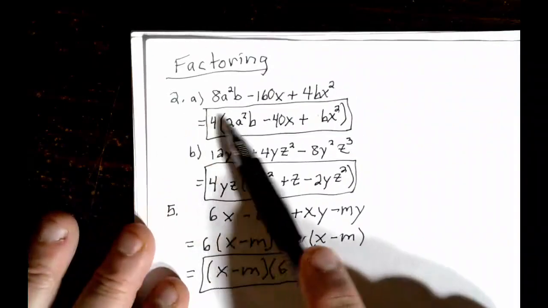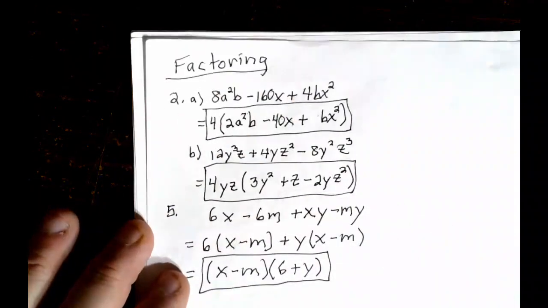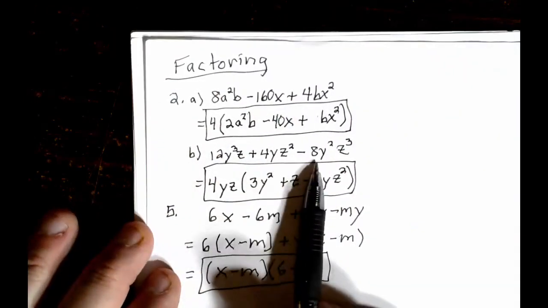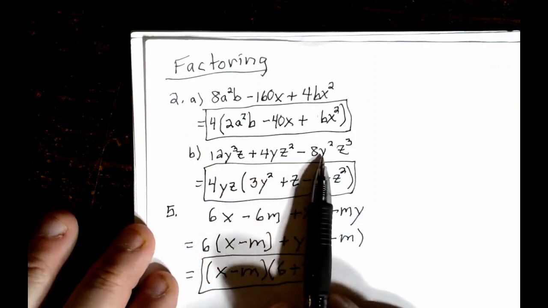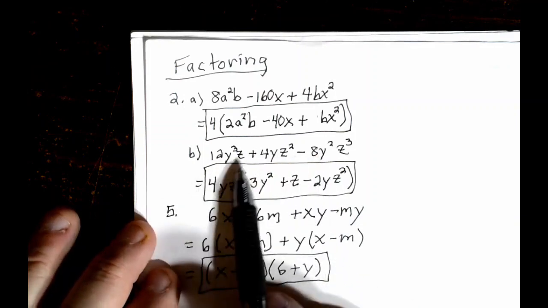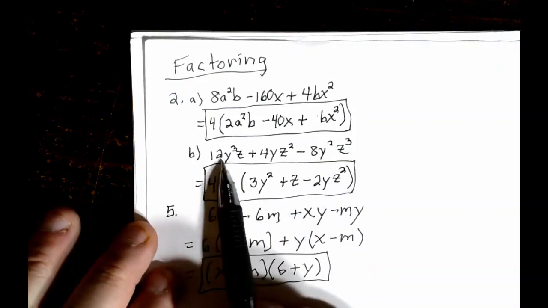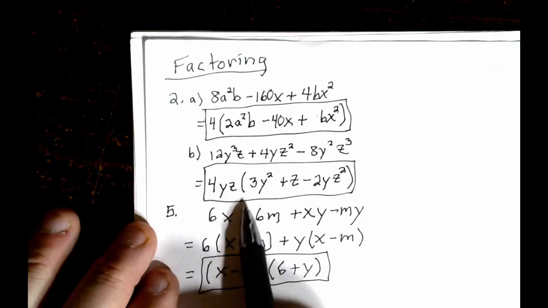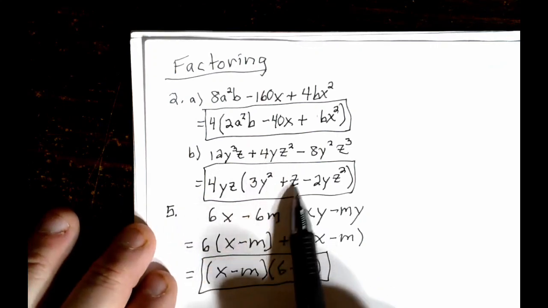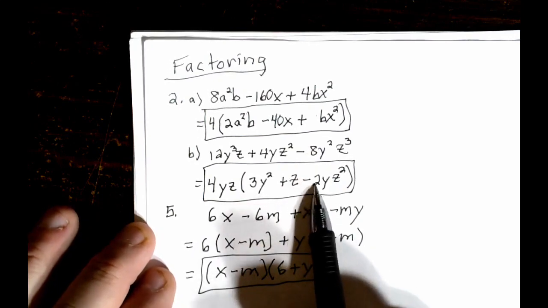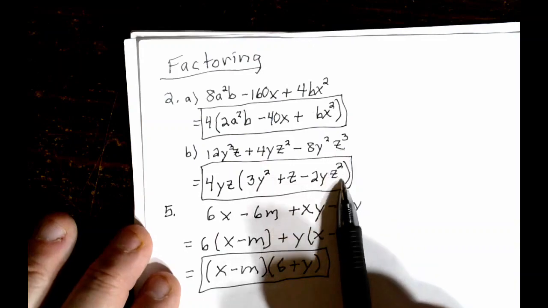You can always check it: multiply 4 times each of these to get the terms above. Same thing here, these all have at least a 4, at least one Y, and at least one Z. So when you pull out a 4, a Y, and a Z, you get 3Y squared. Pull out a 4, a Y, and a Z, you get just a Z. Pull a 4 out of there, you get a 2. A Y out of Y squared, you get a Y. A Z out of Z cubed, you get Z squared.